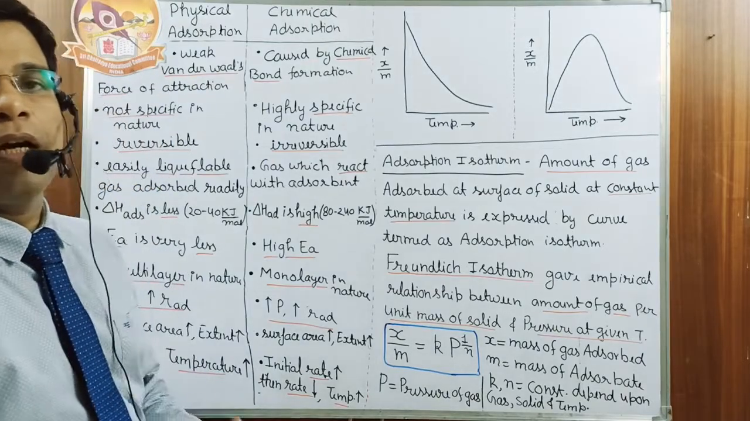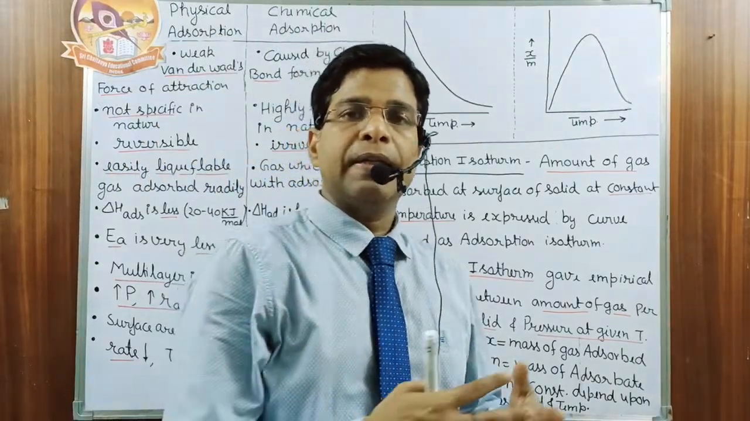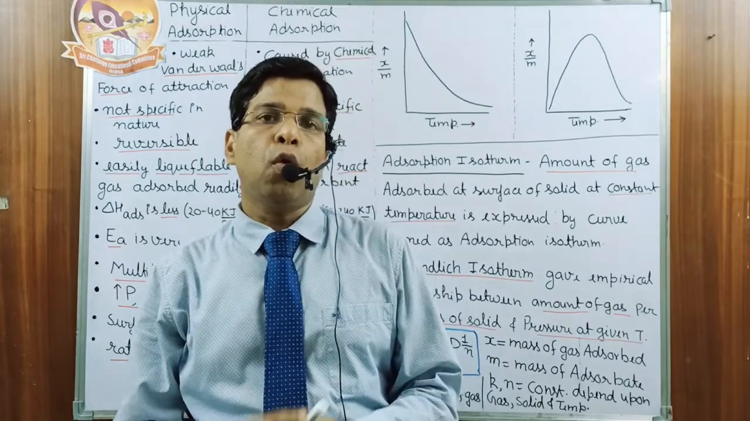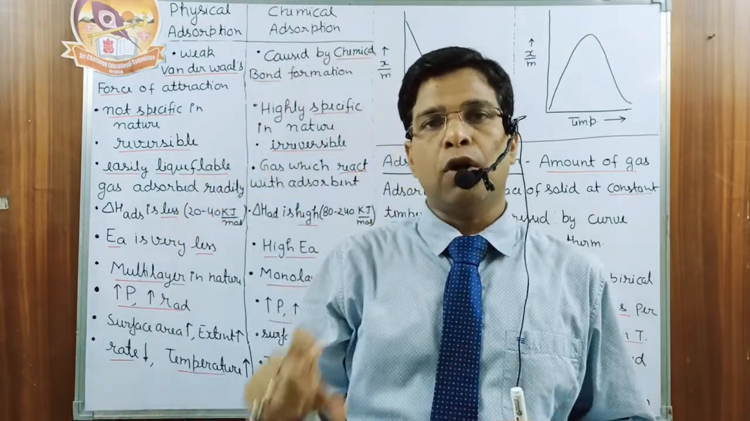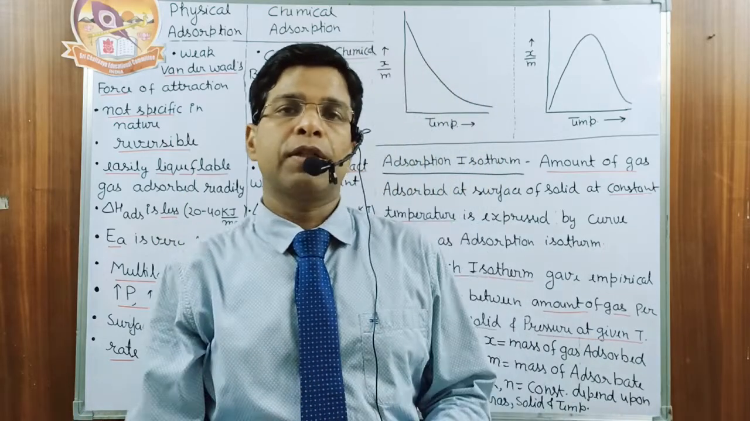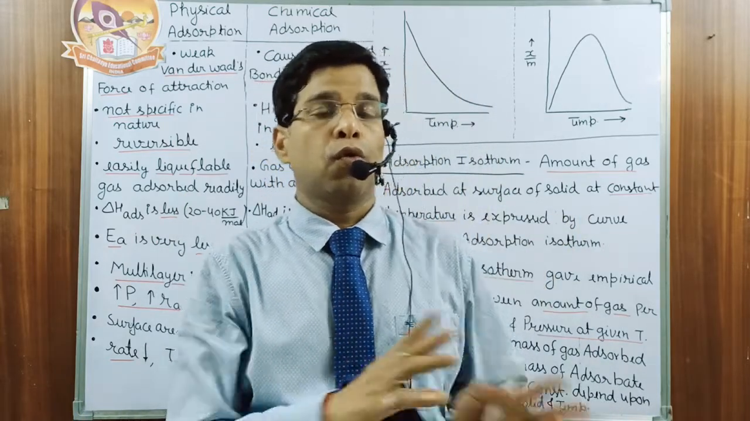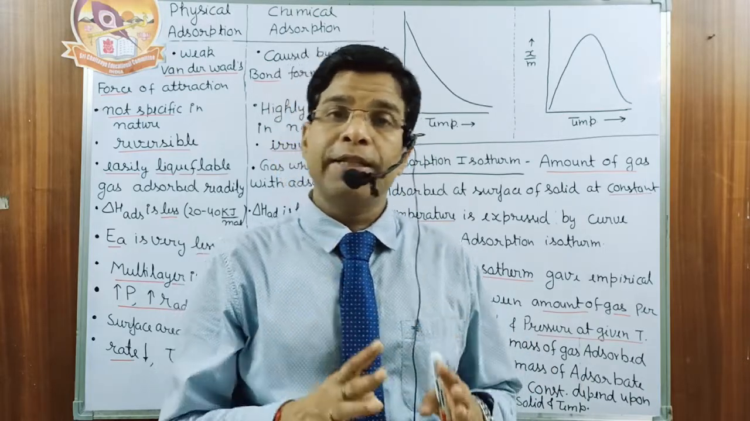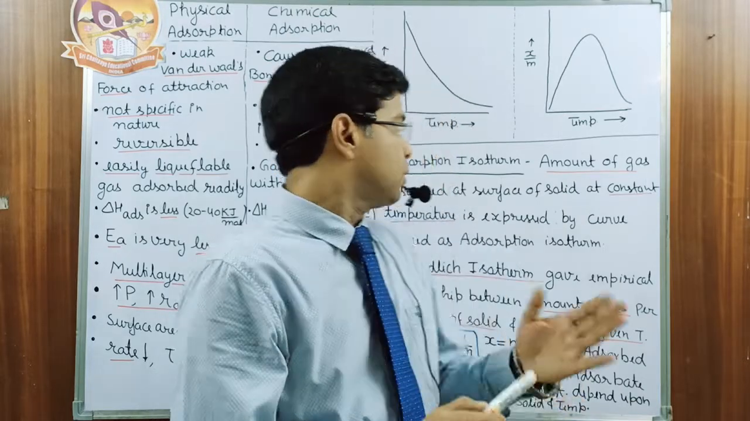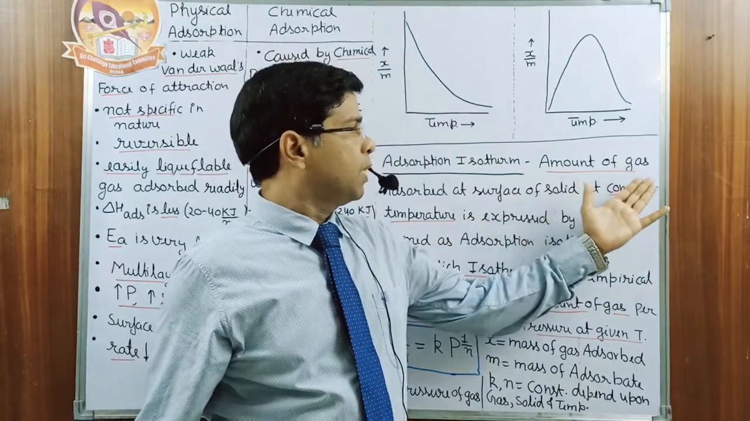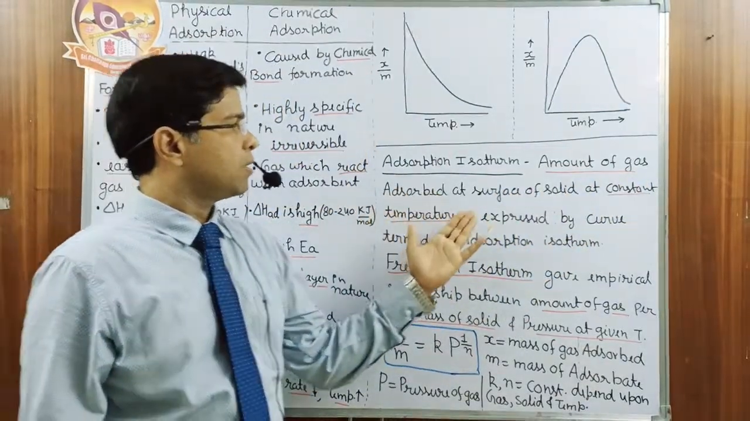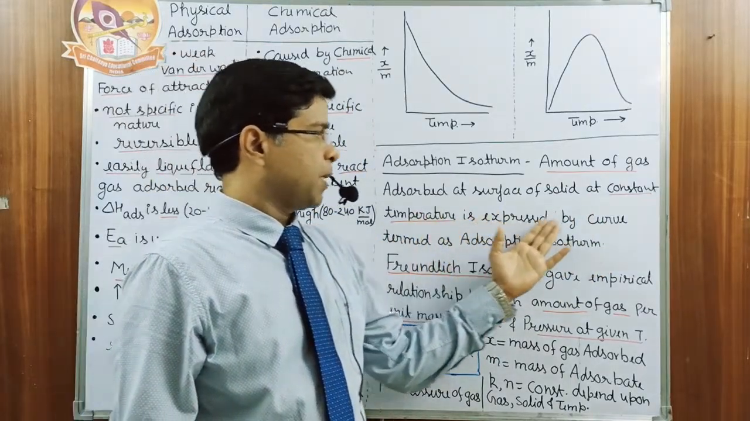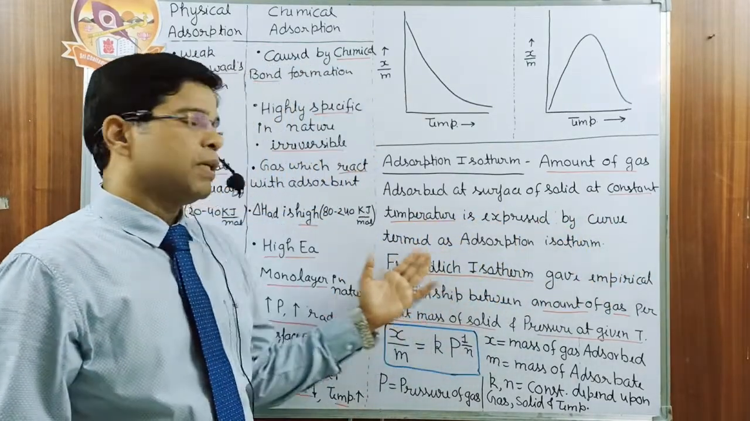Then we have the adsorption isotherm. As the name indicates, isotherm means constant temperature. We want to know the amount of the gas adsorbed at the surface with respect to pressure. So for that we have to take the temperature as constant, and such studies are called adsorption isotherm. Look, the amount of the gas adsorbed at the surface of the solid at constant temperature is expressed by the curve which is termed as the adsorption isotherm.